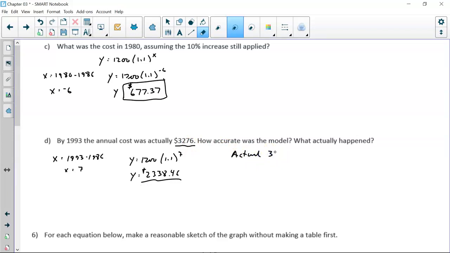Now the actual cost was $3,276. It's actually $900 more than expected. So what that's telling us is that the fees actually grew more than 10%. Our fees grew more than 10%.